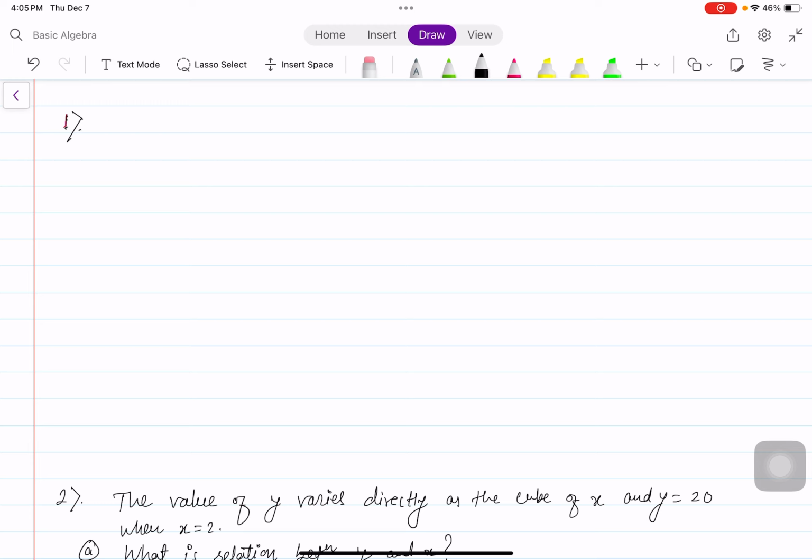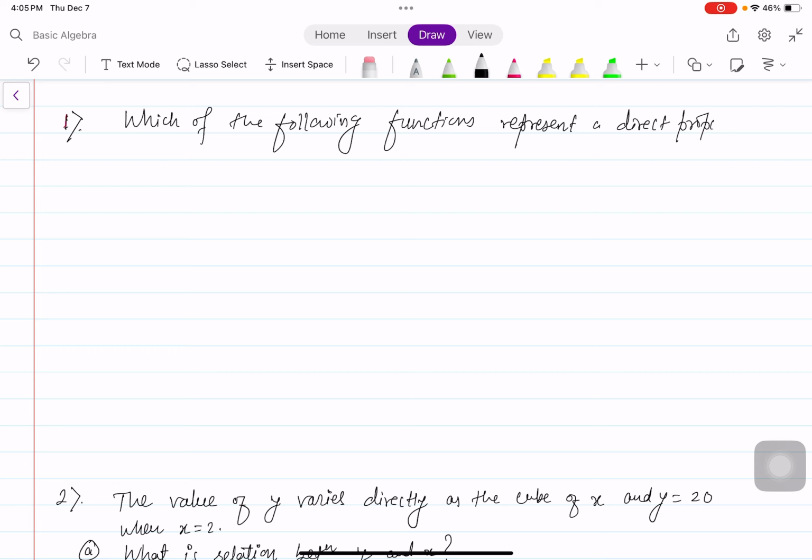Now let's discuss problem number 1. Which of the following functions represent a direct proportionality?